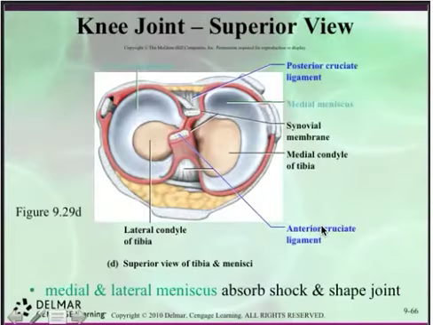If we look at the top of the knee, this is the superior aspect, you can see the medial and lateral meniscus. These absorb shock and they help shape the joint. Okay, so here you can see where the anterior cruciate would have been. You can see where the posterior cruciate would have been. We've removed the femur, okay, and so you can see the lateral and medial condyles of the tibia, and this is where the distal head of the femur would sit.